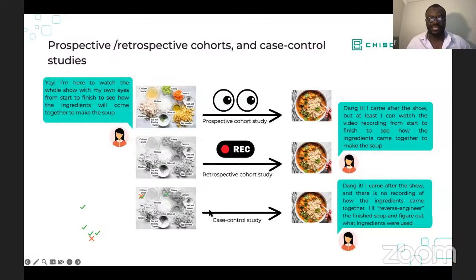And then for case control studies, again, we came after the whole show was over, but this time around, we don't have any recording. So what we have to do is break this dish apart and say, this looks like an onion. So I think this guy put an onion in here, right? So we're trying to piece together a narrative from the dish, not from the exposure, because that is what we're trying to figure out. I have this dish, and I have to now reverse engineer it and figure out what went into it. So that's what a case control study is. We start with the outcome, and we're trying to figure out what the exposure was.